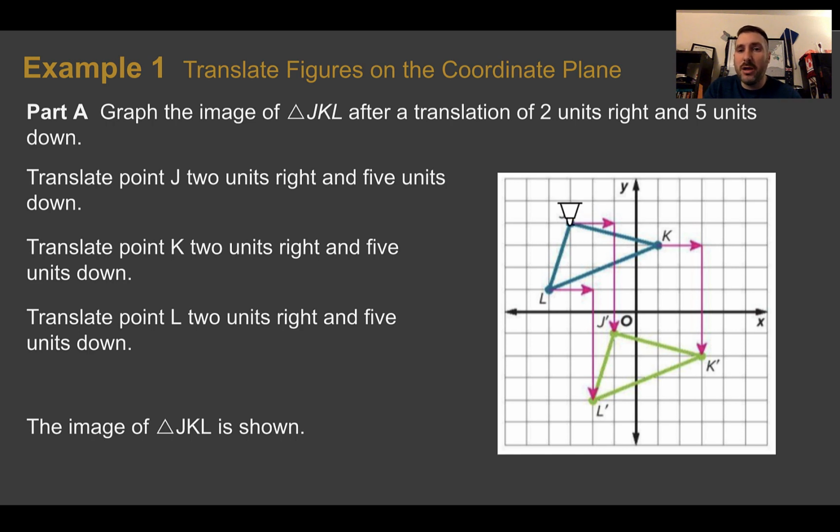So we can see here J went 2 to the right, 5 down. Here's its new coordinate place. K, 2 to the right, 5 down. There's our coordinate place for K prime, and L, 2 right, 5 down, there's L prime. So our green triangle here with our prime points, that is the image of JKL, or J prime, K prime, L prime.